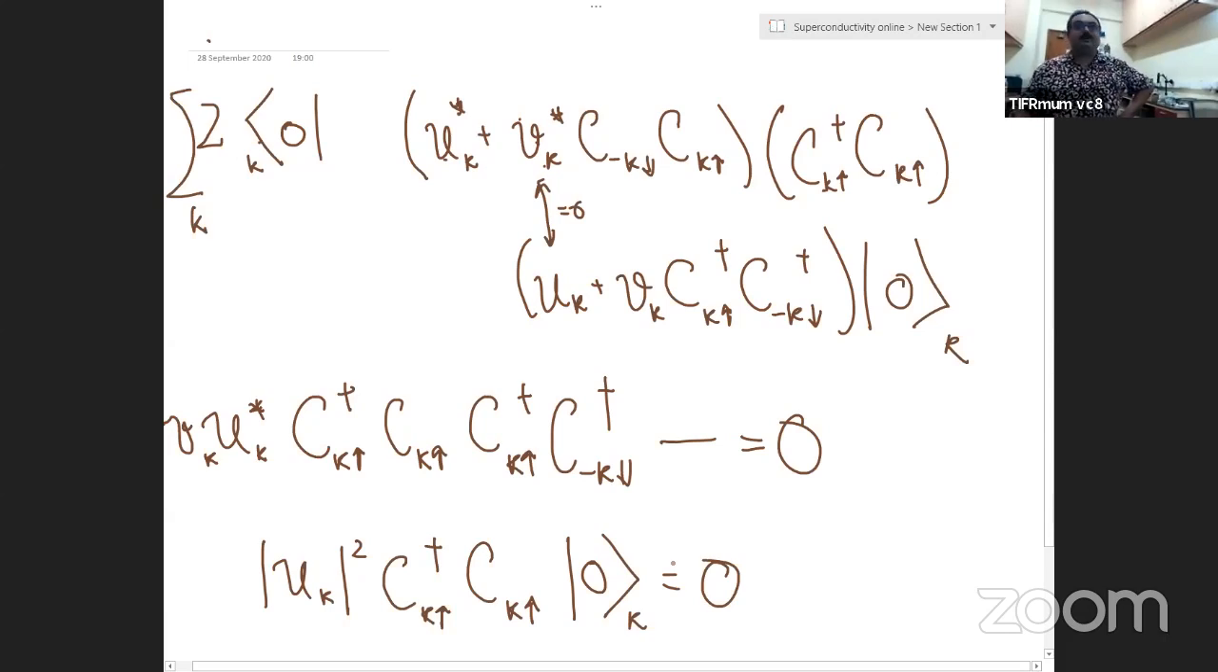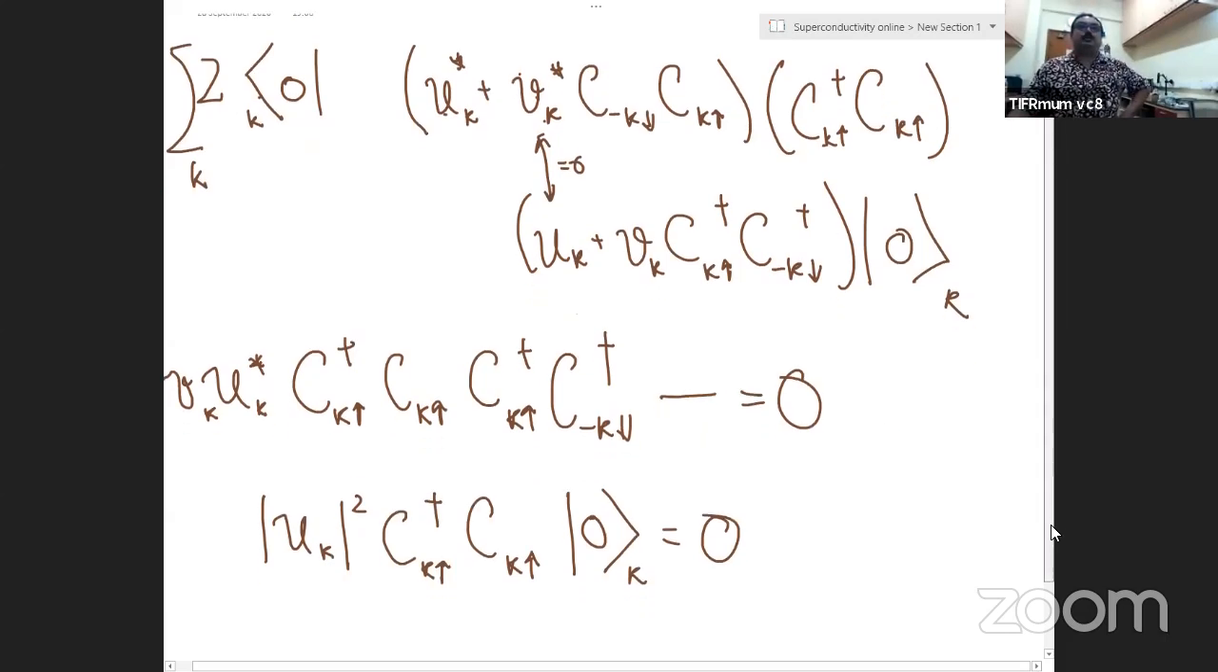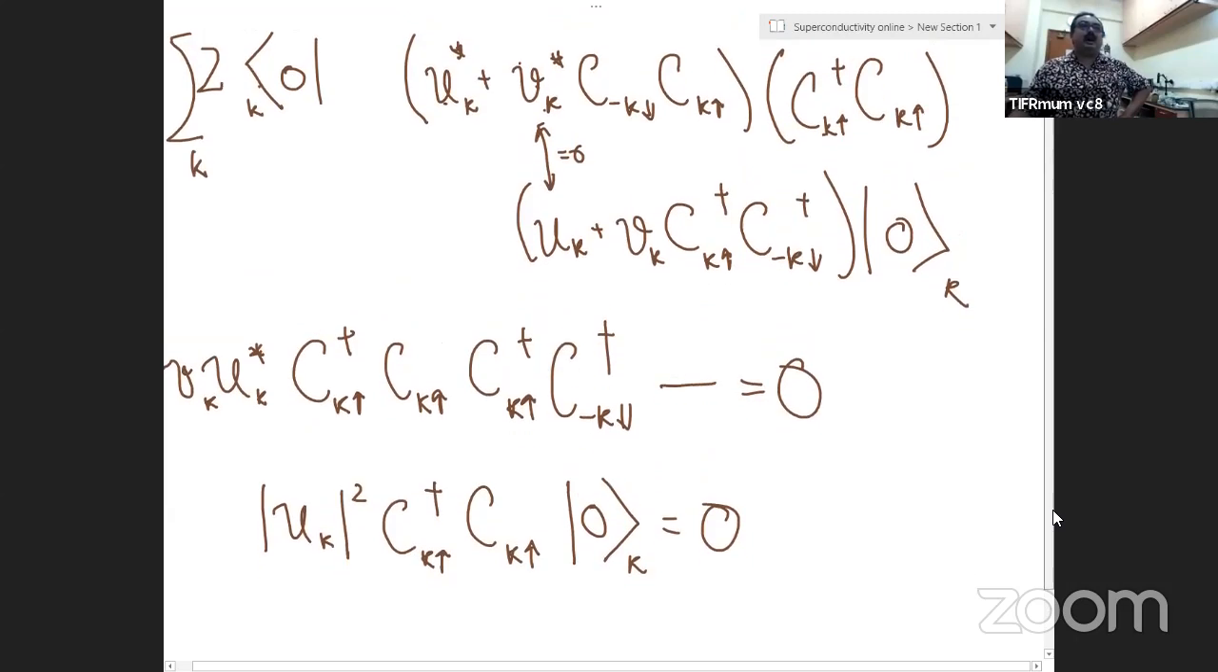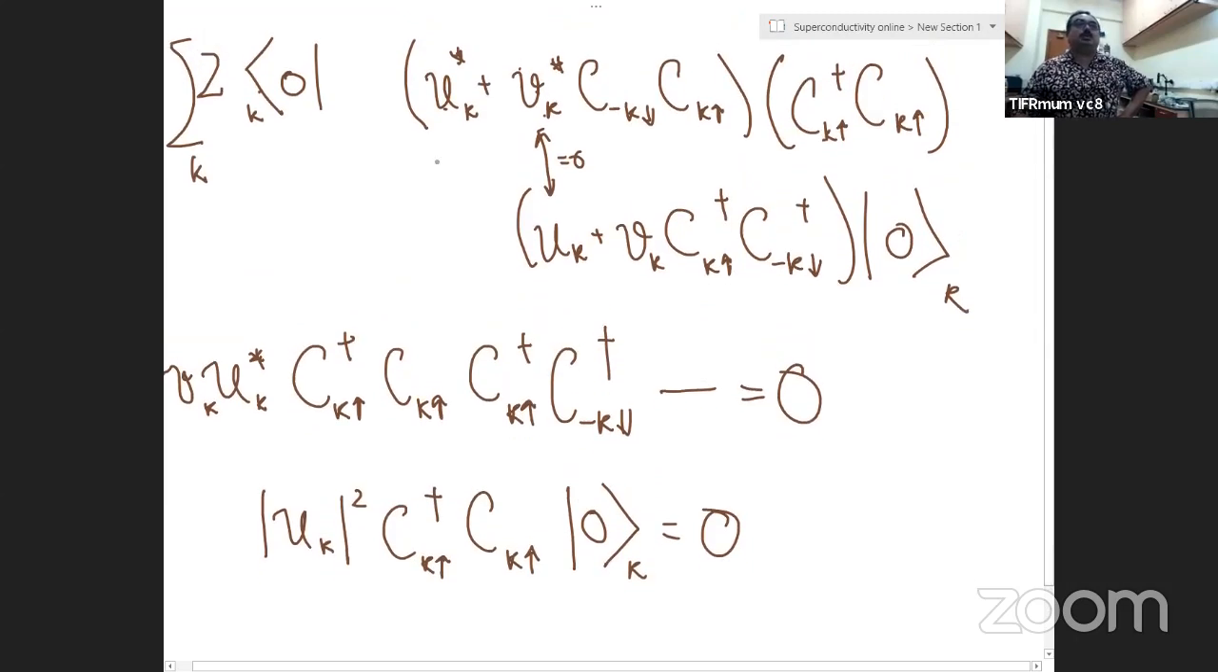All right. So what am I left with? I am left with the last non-cross term, which is v_k mod square. So this one let us write down.